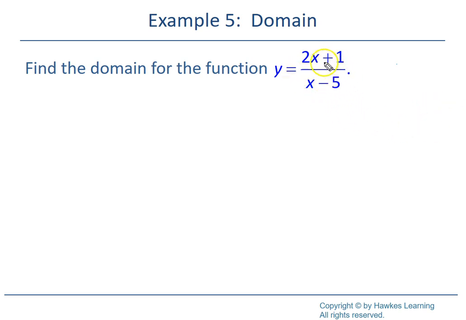So how do we find out which value is not included in the domain here? And the protocol, the strategy, the modus operandi, MO, is to equate the denominator to 0. And then we solve this equation, x equals 5. So if x were 5, it would make this denominator 0.